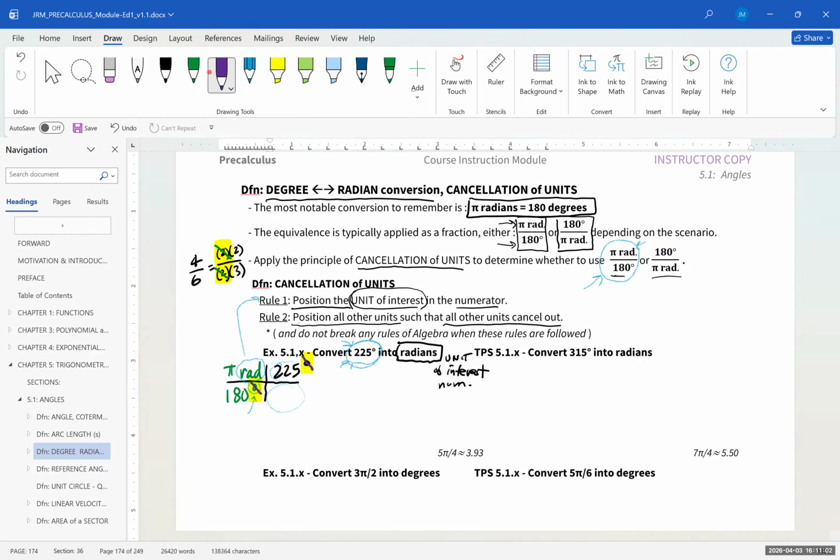And so with what we have here, we've completely canceled out the degrees, and the only unit we have left is radians, and radians was our unit of interest. So what this means is we can multiply everything that's left in the numerator and divide it by everything that's left in the denominator. And that'll be our answer.